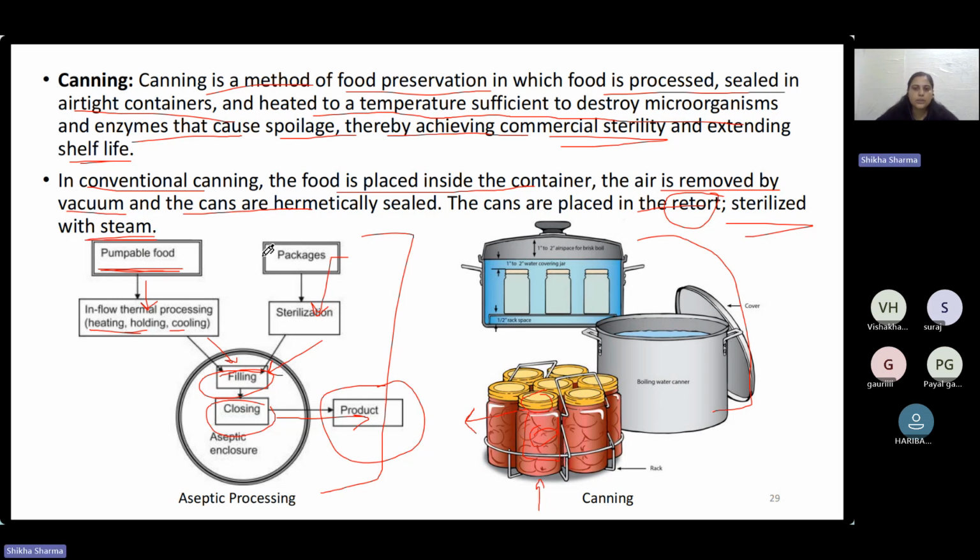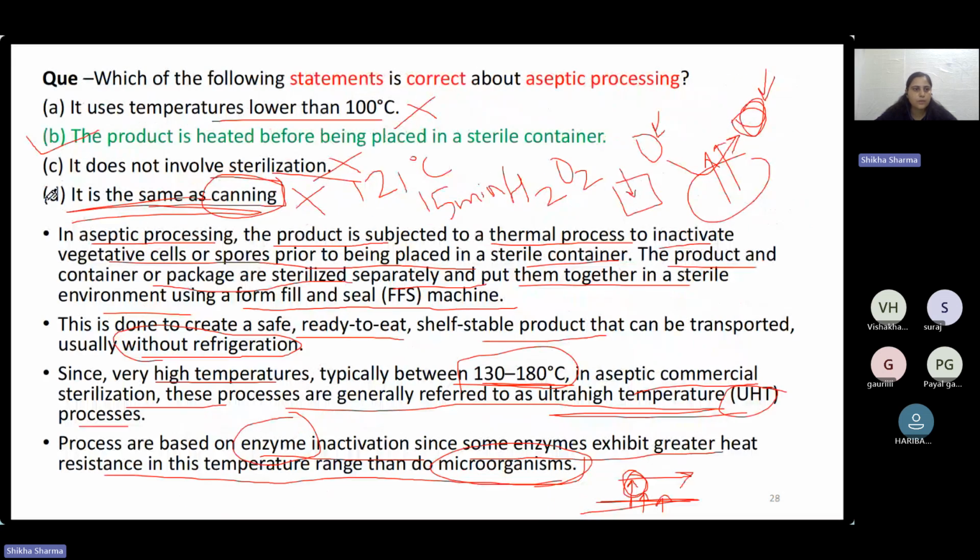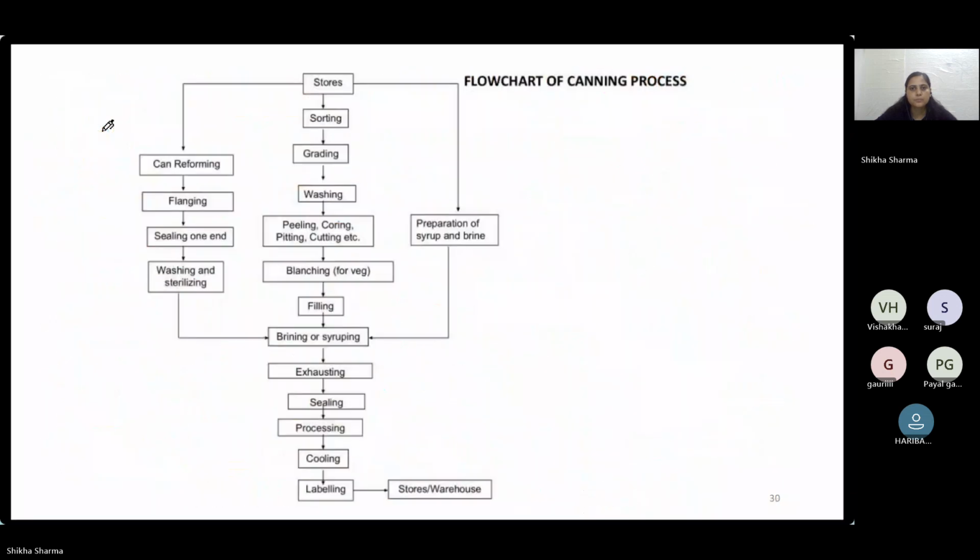This is canning. So this is very different from aseptic processing, right? Here we are not filling in an aseptic environment. Before sterilization, we are first filling the product into the cans or tins, which is very much different from aseptic processing. B is also incorrect. So B is the only correct one. This is the flow chart of canning. Yes, Vishakha?